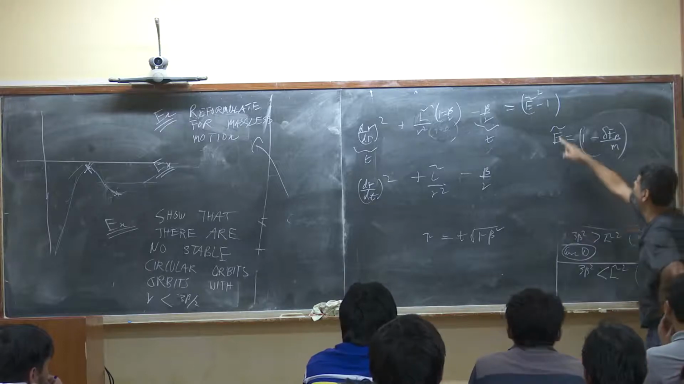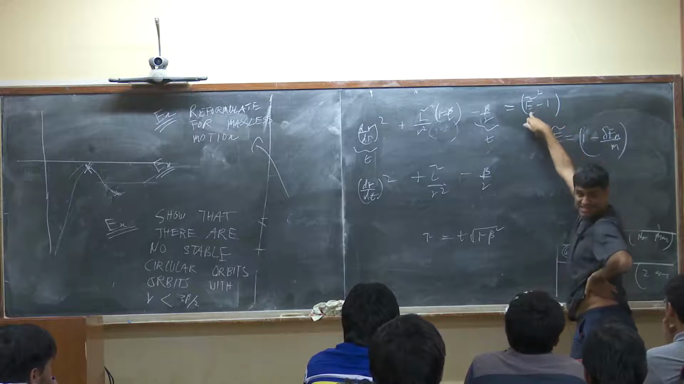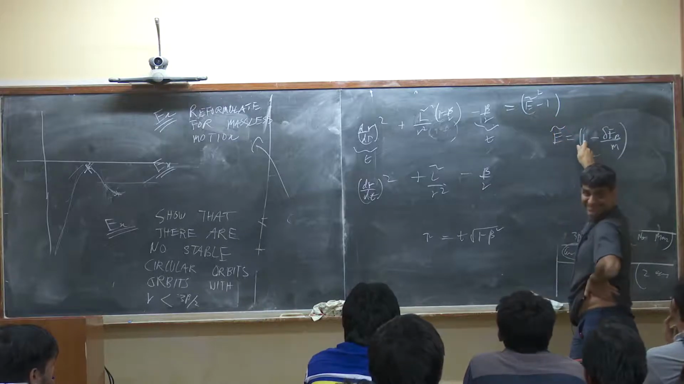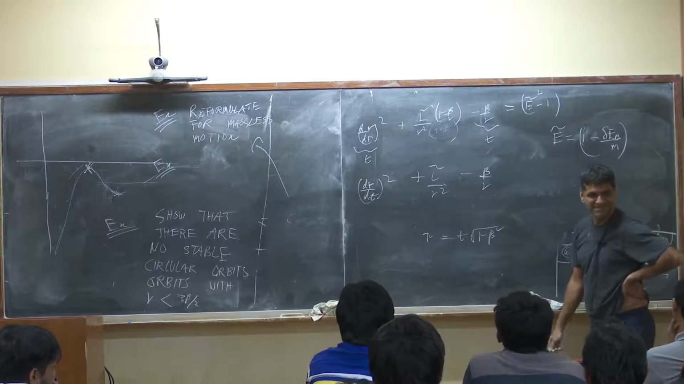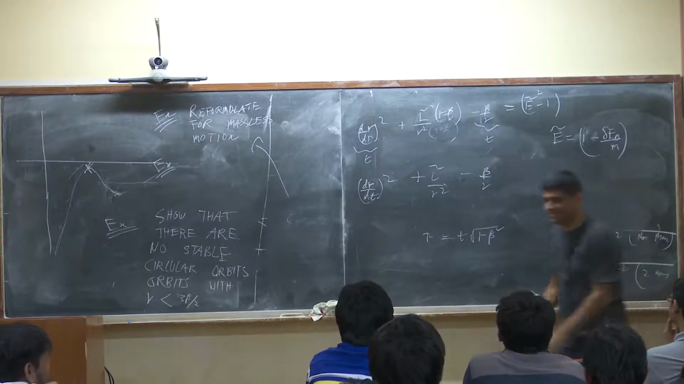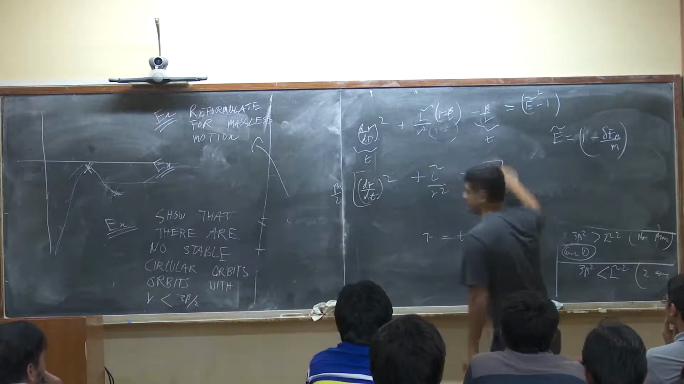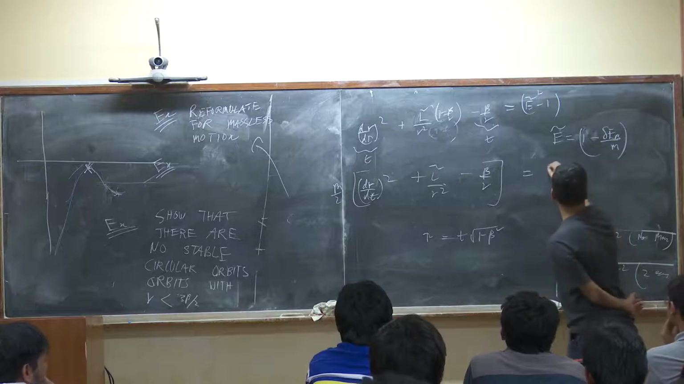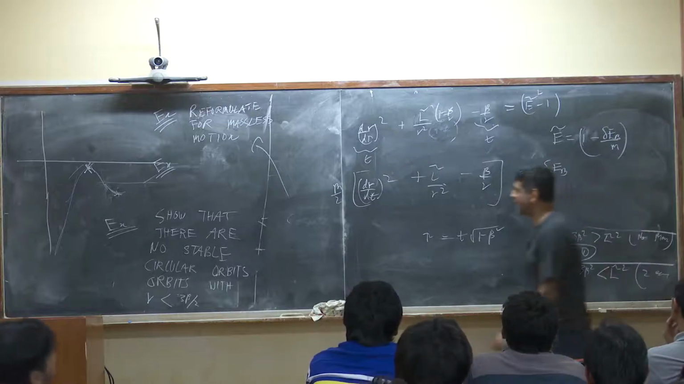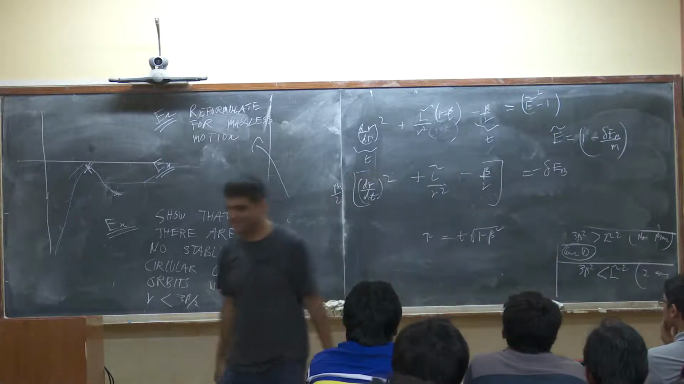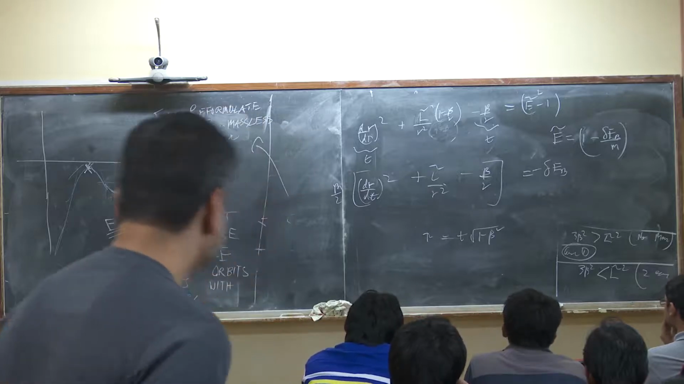I now expand this, the 1 cancels, and I'll get 2 EB by m. I'll take the m by 2 to the other side. So we get m by 2 is equal to delta E, the minus. And this is good old Newtonian Lagrange. Clear?